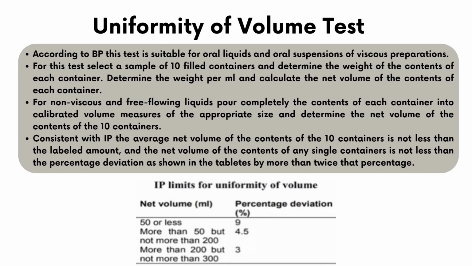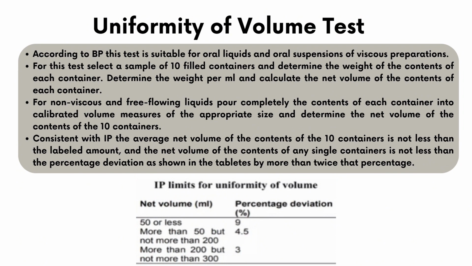Third, uniformity of volume test. According to British Pharmacopoeia, this test is suitable for oral liquids and oral suspensions of viscous preparations. For this test, we select a sample of 10 filled containers and determine the weight of the content of each container. Determine the weight per milliliter and calculate the net volume of the content of each container. For non-viscous and free-flowing liquids, we pour completely the content of each container into a calibrated volume measure of the appropriate size and determine the net volume of the content of the 10 containers.